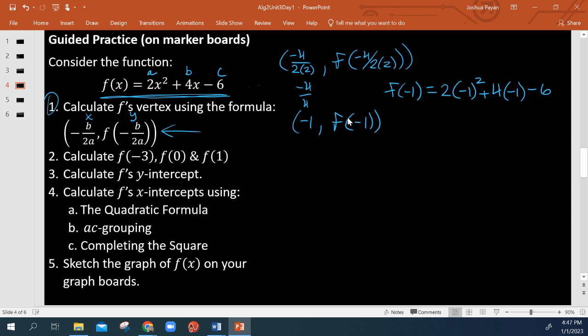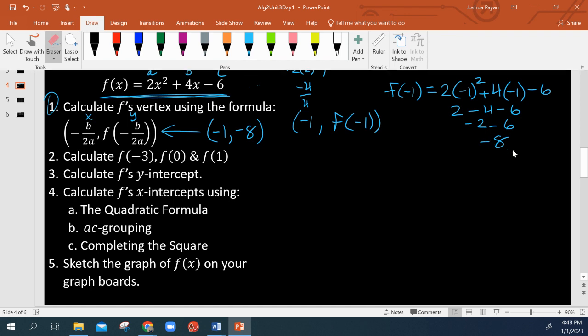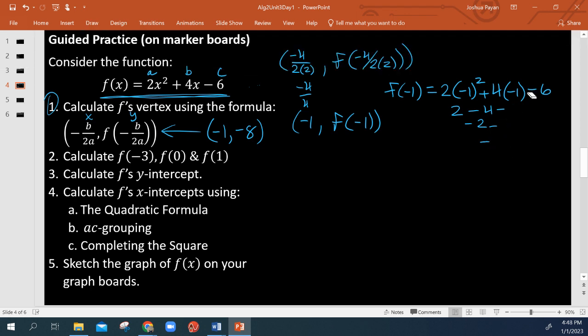That, of course, is going to give us, so negative 1 squared is just 1. 1 times 2 is 2. 4 times negative 1 is negative 4. So 2 minus 4 minus 6. Okay, so 2 minus 4, that's negative 2. And then minus 6, negative 8. So that means our vertex is at negative 1, negative 8. Okay, simple enough. Okay, so let me erase this, give myself some room to make the following calculations.